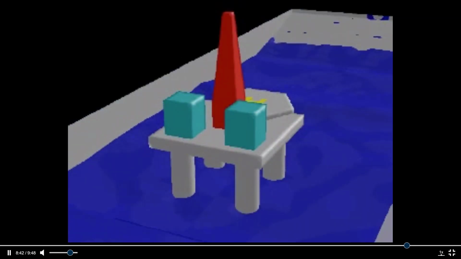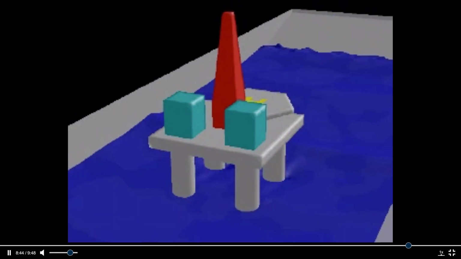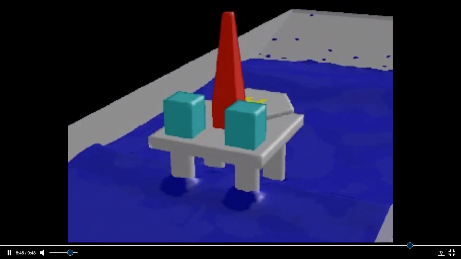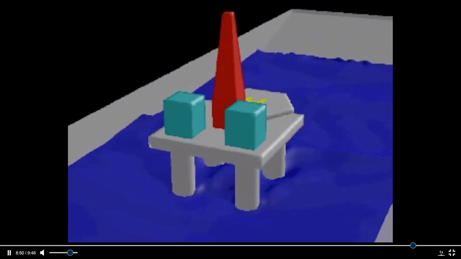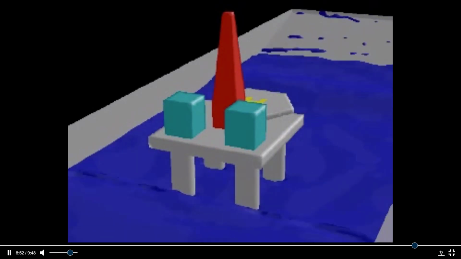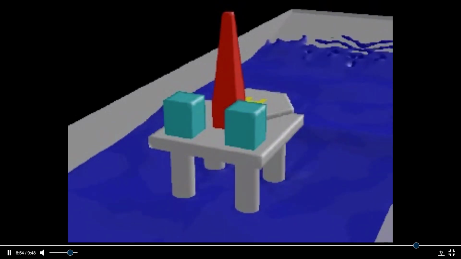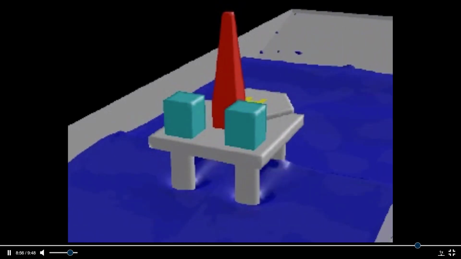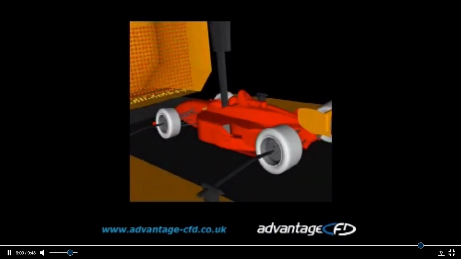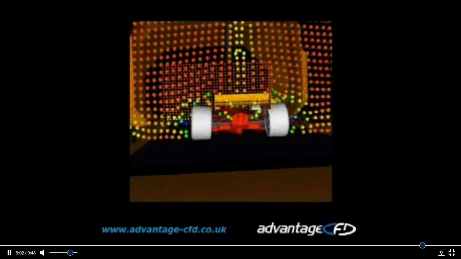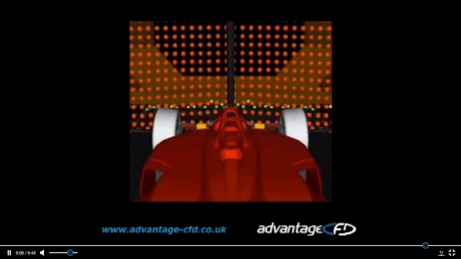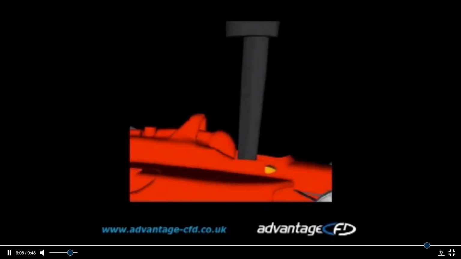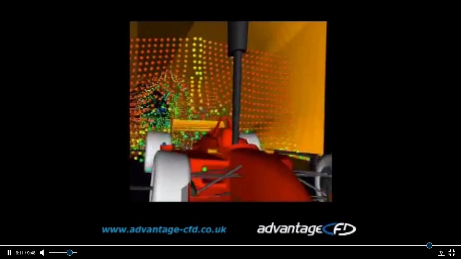However, there are situations in which scale models are tested with CFD, like this simulation of waves hitting an oil platform. It was set up to predict a model scale flow in order to compare with data from an experimental model test. Here's another example in which a model race car is simulated as it would be tested in a wind tunnel in order to compare with scale model wind tunnel data.